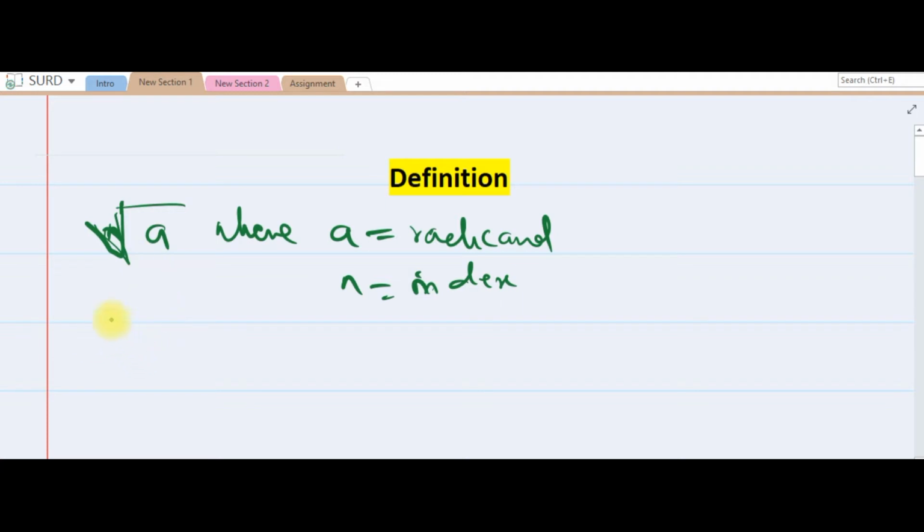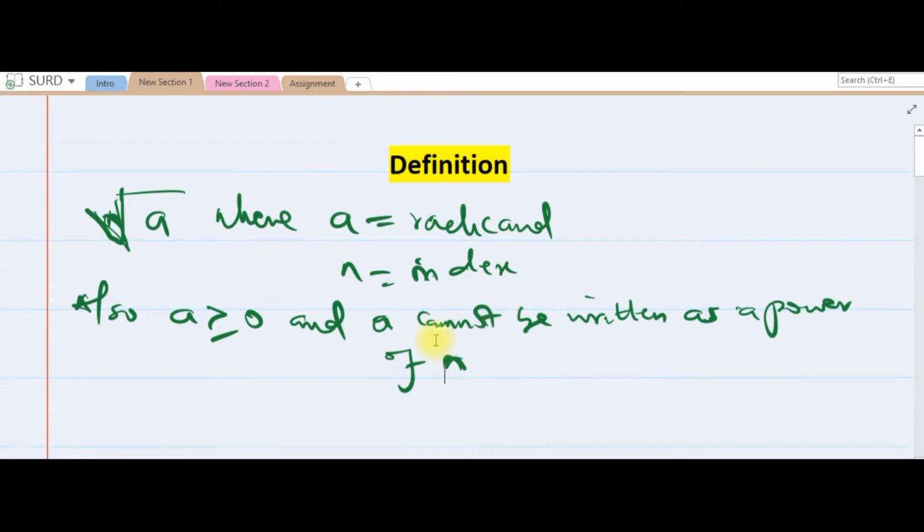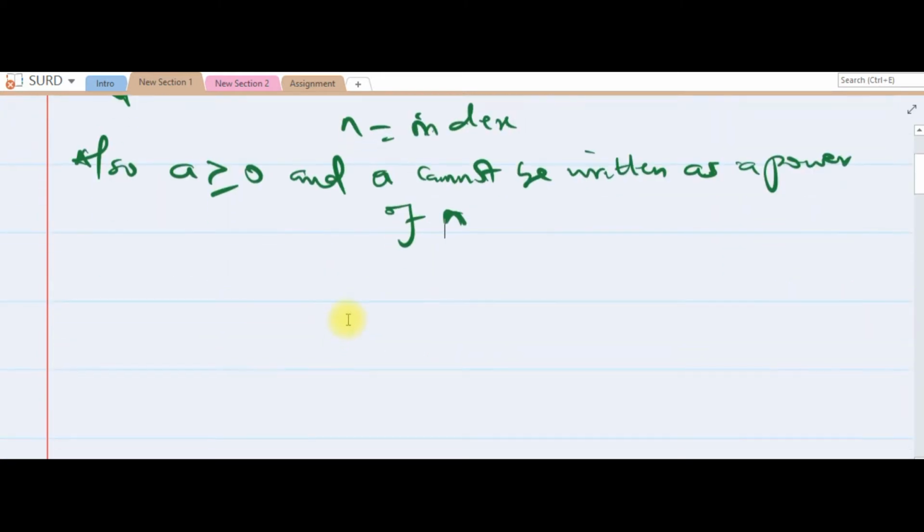But you need to be careful here. Also, A must be greater than or equal to 0, and A cannot be written as a power of n. So we can't write A, the radicand, as a power of n.